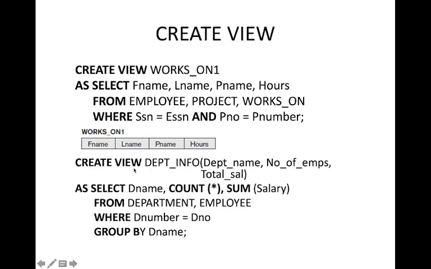This is another example. Create view department info, where I am renaming it. I am also using these attributes. Here I am not renaming the attributes. The same attributes will be used here. But here I am creating a new view table. This is a virtual table, department underscore info, and the attributes should be department underscore name, the number of employees, and total salary. And this should be got from create view as select dname. So dname will be replaced by department name, and count of number, and sum of salary.